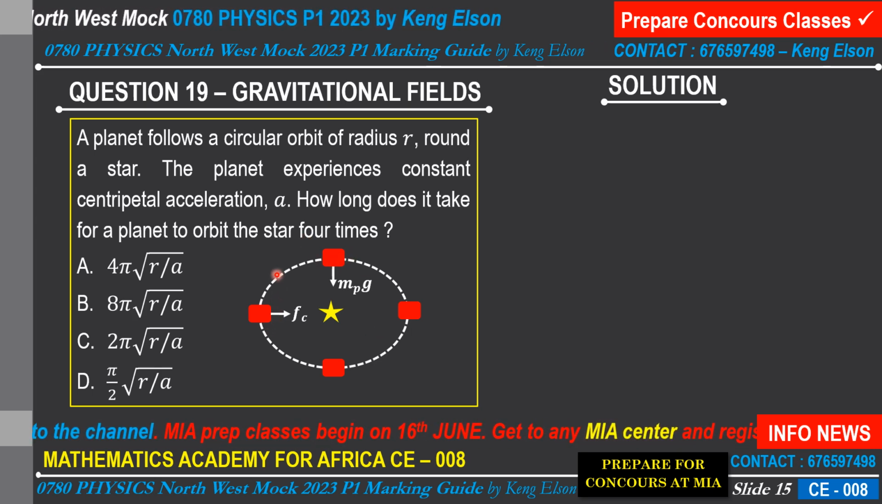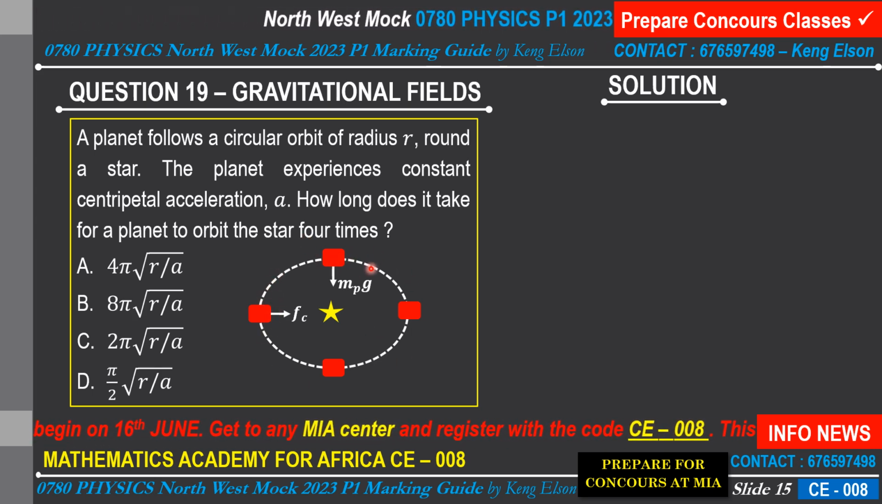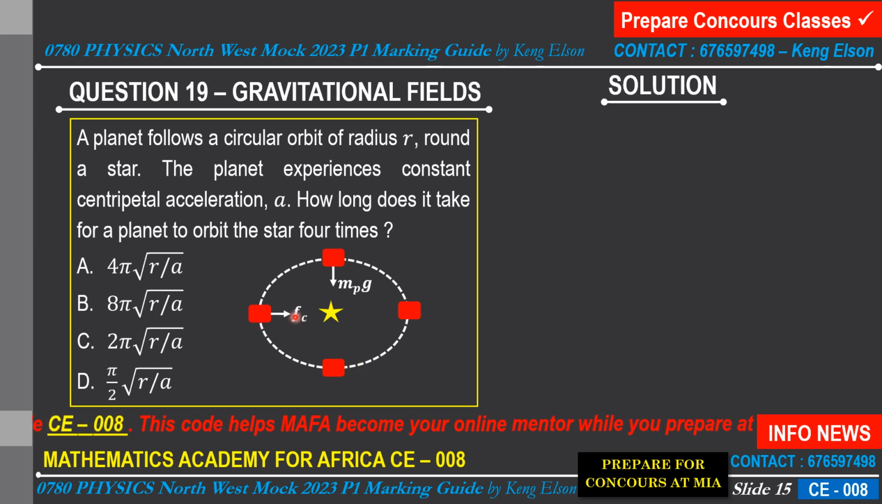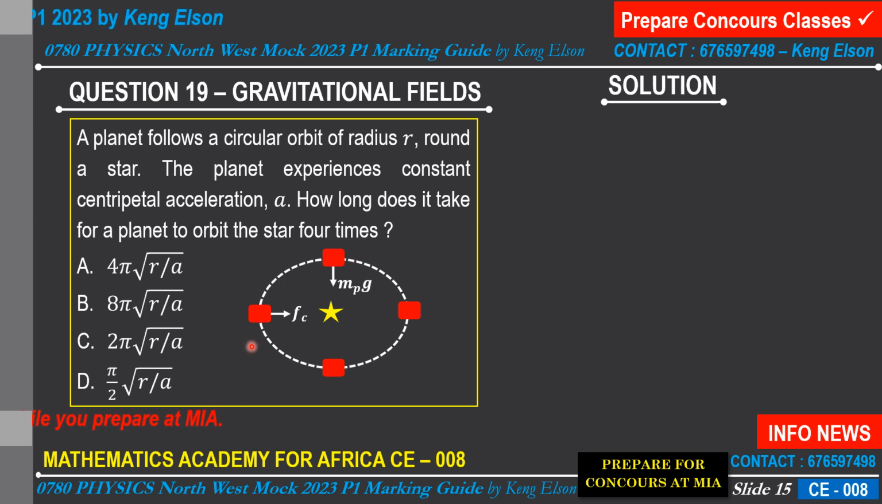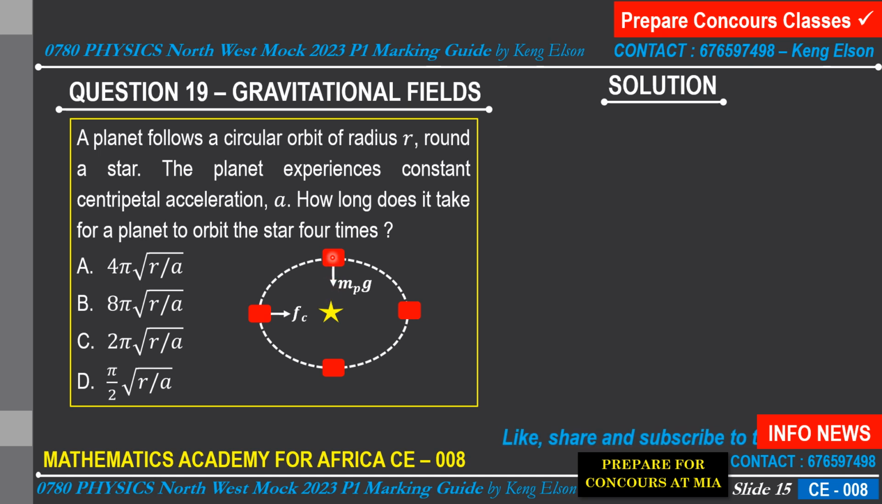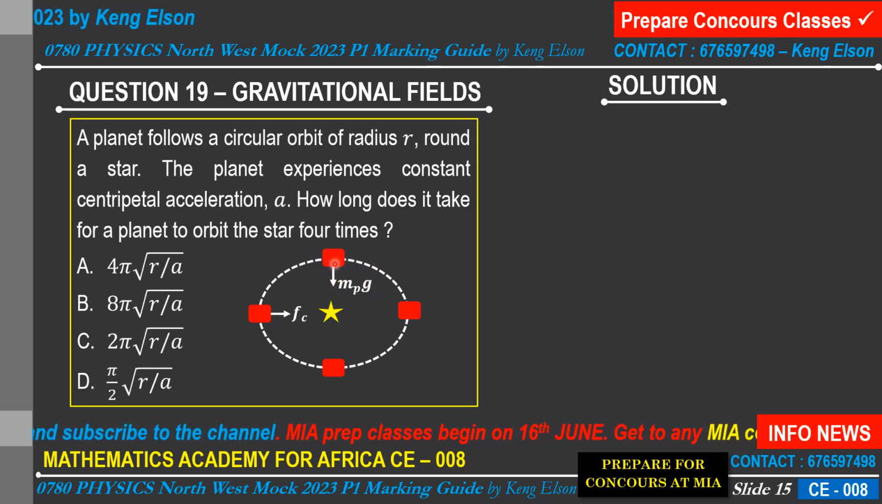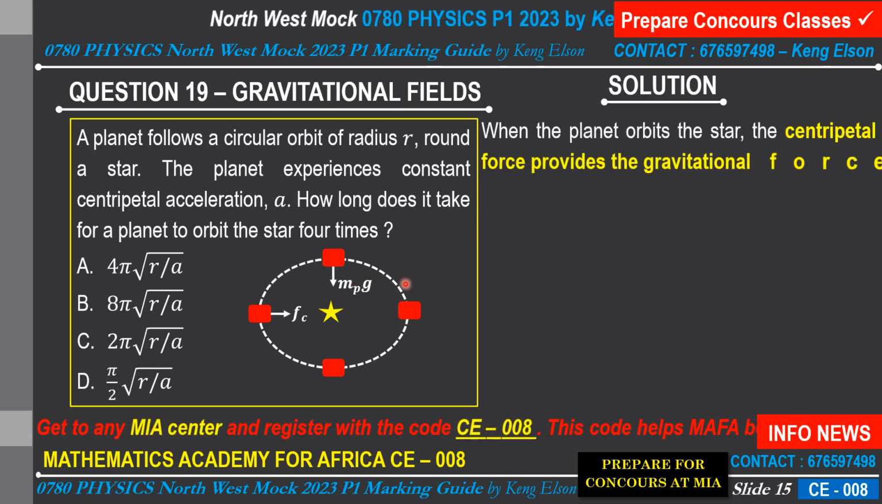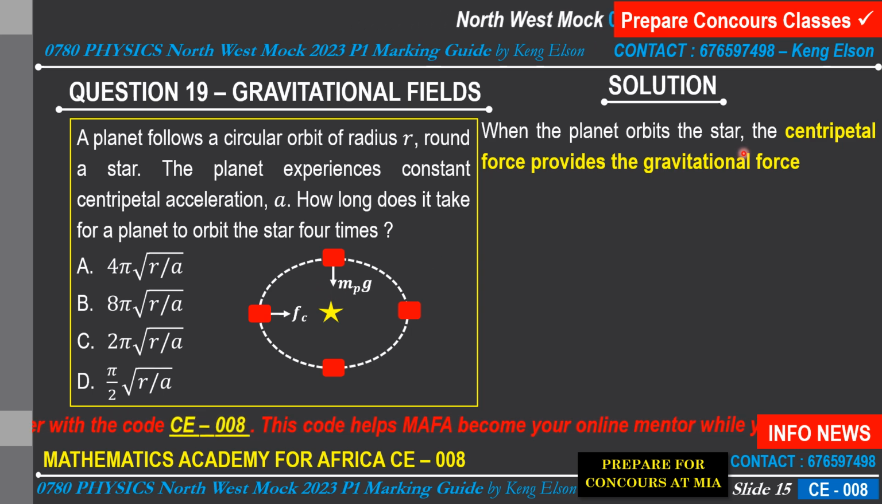At different points, you see that the planet is going to be moving in a circular orbit. So we have the centripetal force, which is pulling the planet towards the center of the circular orbit. Now, since the star is massive and the planet is massive, we also have a gravitational force of attraction between the two of them, which is provided by the weight of the planet when we are talking about the planet alone. So first things first, when a planet orbits the star, the centripetal force is provided by the gravitational force.